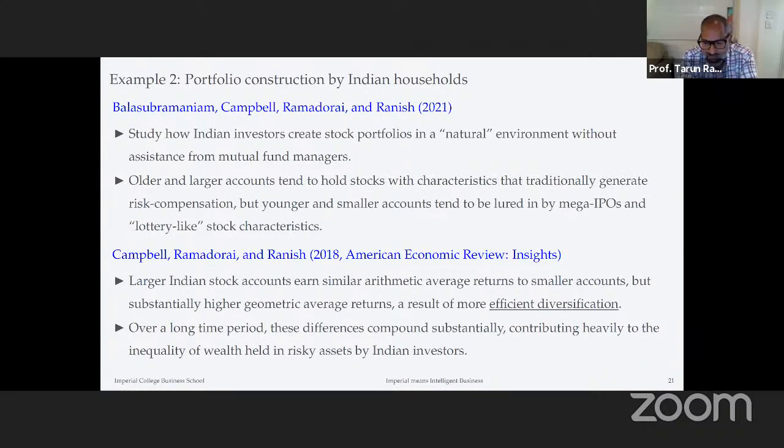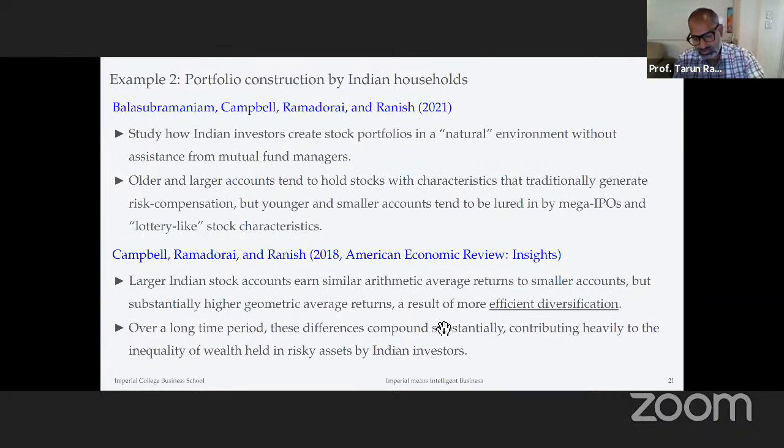They seem to have adopted the finance adage that diversification is very good, don't put all your eggs in one basket. And over a long time period, the more efficient diversification compounds substantially, and that contributes heavily to the inequality of wealth held in risky assets by Indian investors. So what this is saying is that a system that promotes complexity and choice can result in these regressive issues.